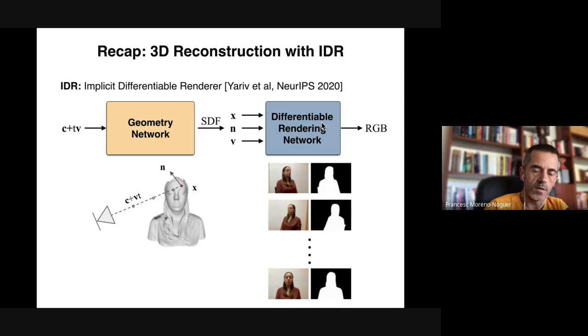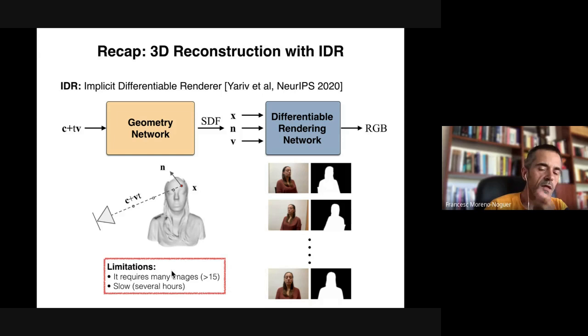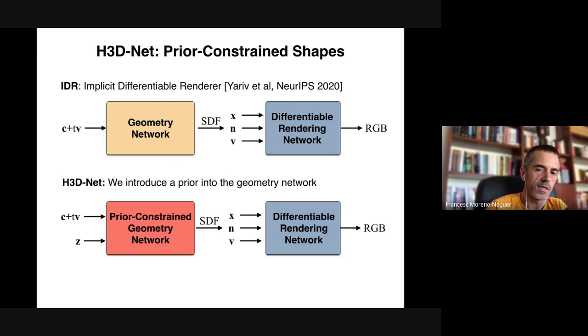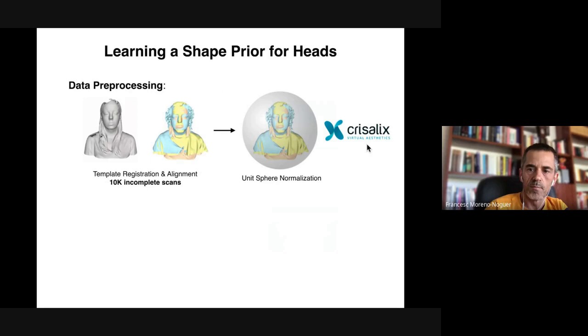Albert Pumarola, the next speaker, will talk a lot about rendering networks and differentiable rendering, so I'll skip the details. The main message is that this work had limitations: it required a lot of input images and was quite slow. But in our case, since this work was done in a company that had a large data set of 3D heads, we took advantage of this and built a prior on the geometry network, a prior controlled by a latent vector. The company is Cubic Motion, and they have 10,000 complete scans. From these scans, we built the prior.